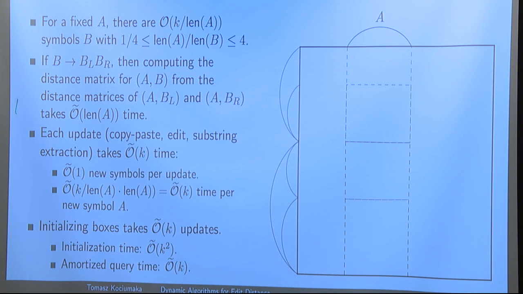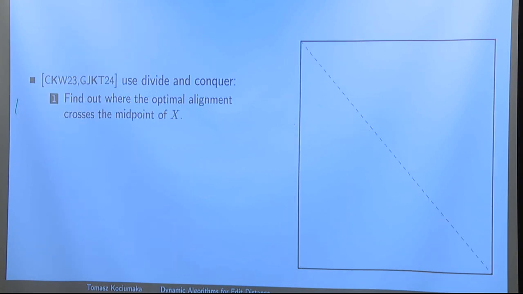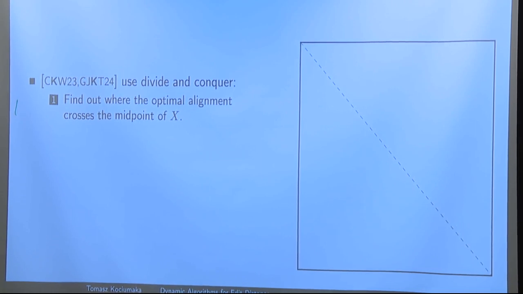But all in all, whenever we have strings of small self-edit distance, the initialization time is k squared, and the update time is k up to log factors. So what remains to do is to go from this special case of small self-edit distance to the general case.